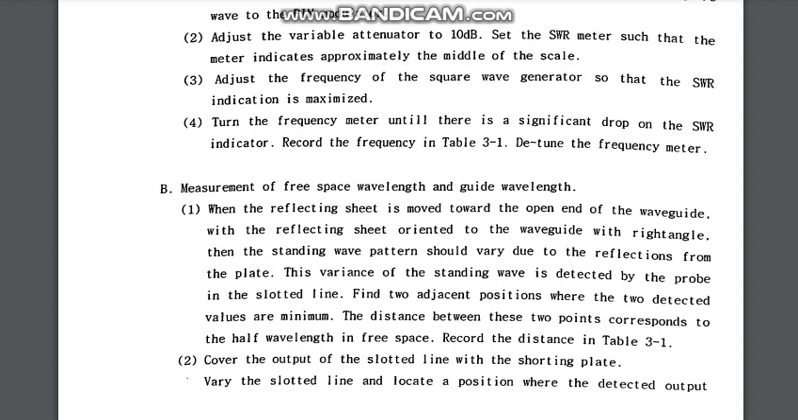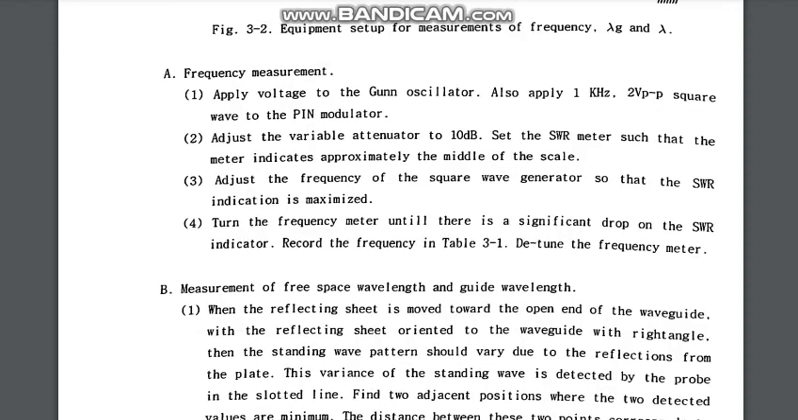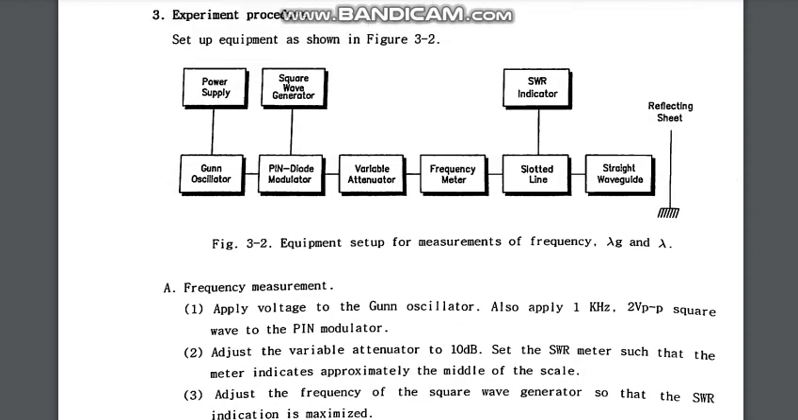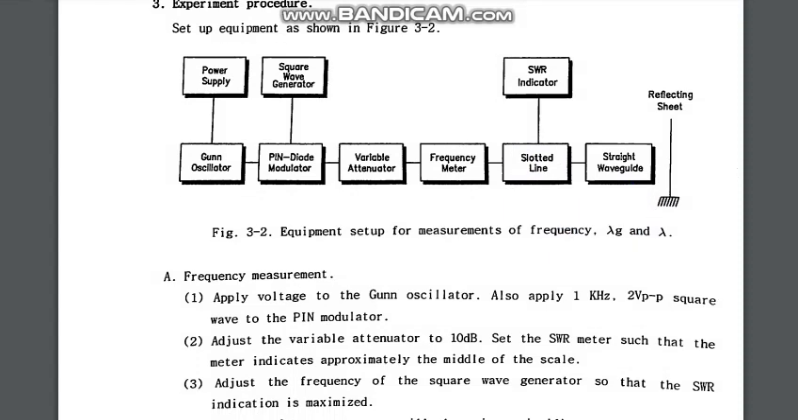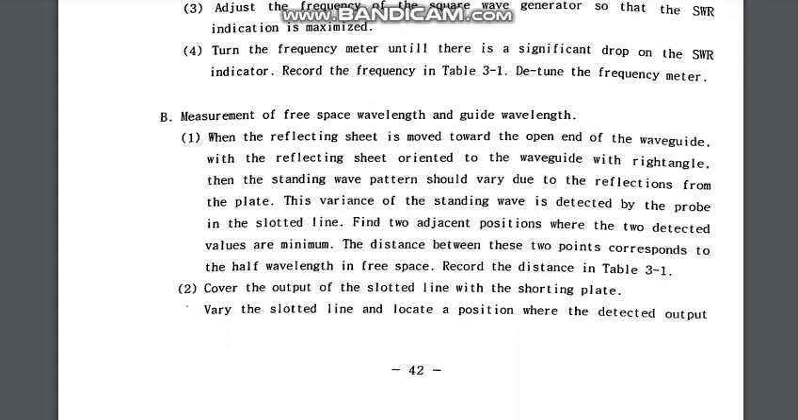The slotted line is one kind of detector. There are bypass detectors, two-sided detectors. As you can see, the wave goes through the slotted line, and there is some reflected wave from the reflecting sheet. The slotted line measures these two. As you can see, that is the half wave. The distance between the two points corresponds to the half wavelength in free space. That means finding the maxima and minima.